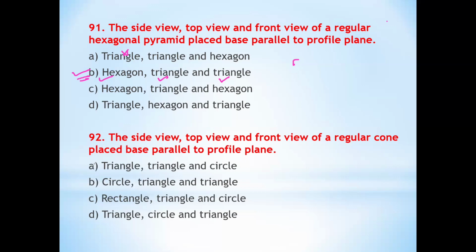First option: side view is a triangle. It's not possible if its base is kept on the profile plane, because the side view must be a circle. So this is not the one. Then the next option: side view circle, it's correct. Top view is a triangle, it's correct. And the front view is a triangle, it's correct. So option B seems to be the correct one. We'll see the next one now.